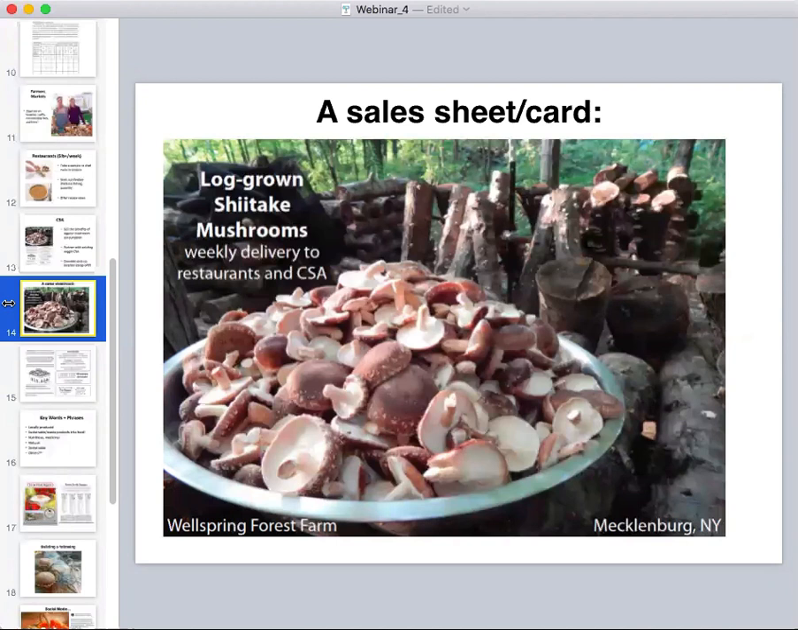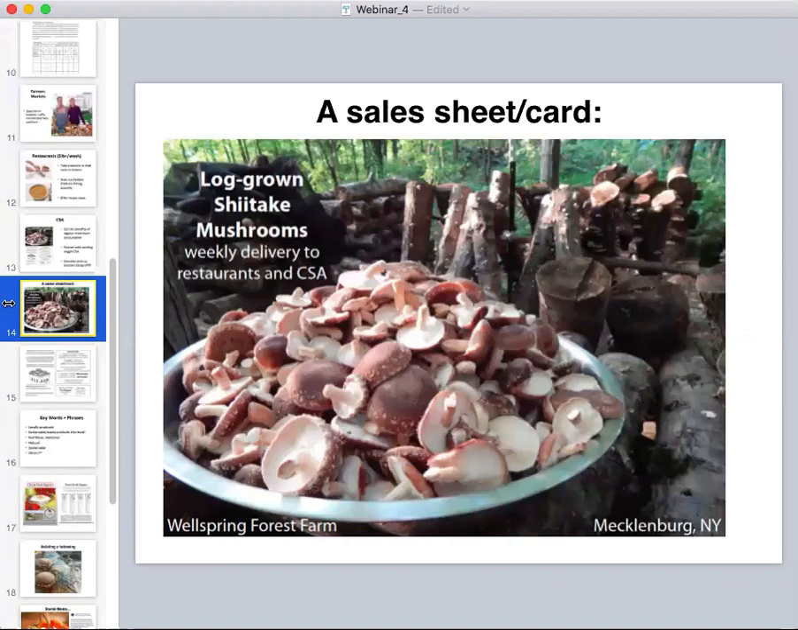The biggest thing I see across all sales sheets is that on the front is a picture that really tells the story and really gets people excited. It could be a picture or multiple pictures. I've seen sales sheets from farms that have like 8 different pictures, and I think it's too much. Less is more in this sense, and it really just gives the name of the farm, the location, and what you're selling. In this case, this was specific to our log-grown shiitake.